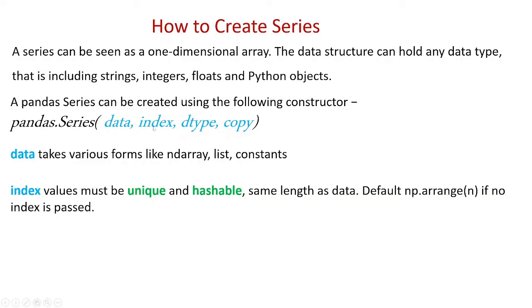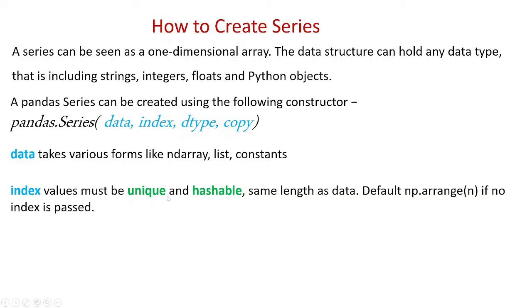If you don't specify the index, by default it takes np.arange(n). That means np.arange(n) will arrange the numbers from 0 up to n, like 0, 1, 2, 3, etc. So if the index is not specified, the index will be 0, 1, 2, 3, etc. So let us see what this unique and hashable means.